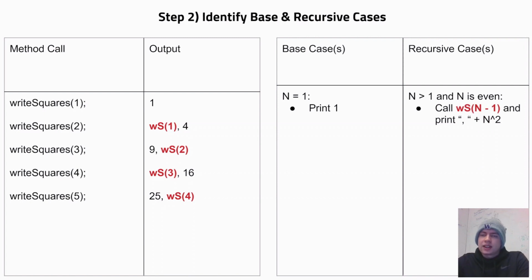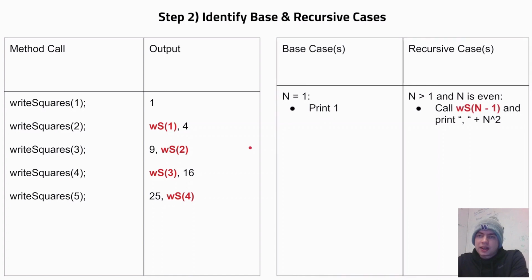So one recursive case is if n is greater than 1, because if it were equal to 1, we would hit our base case. If n is greater than 1 and n is even, then we would make a call to write squares of n minus 1, and then print a comma and n squared in front of that recursive call, or whatever that prints.